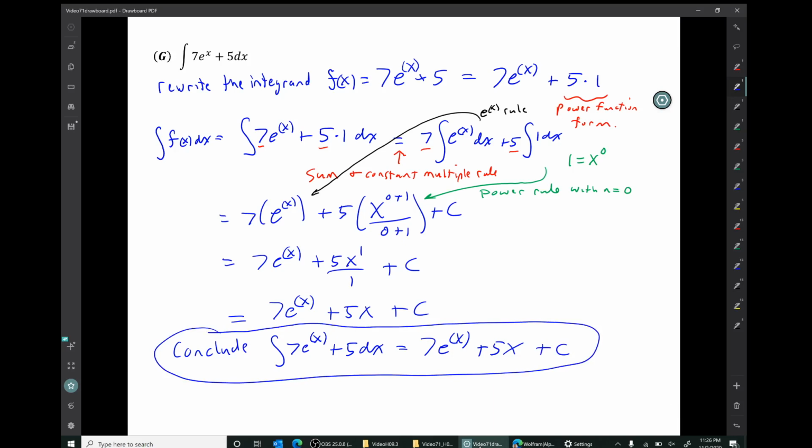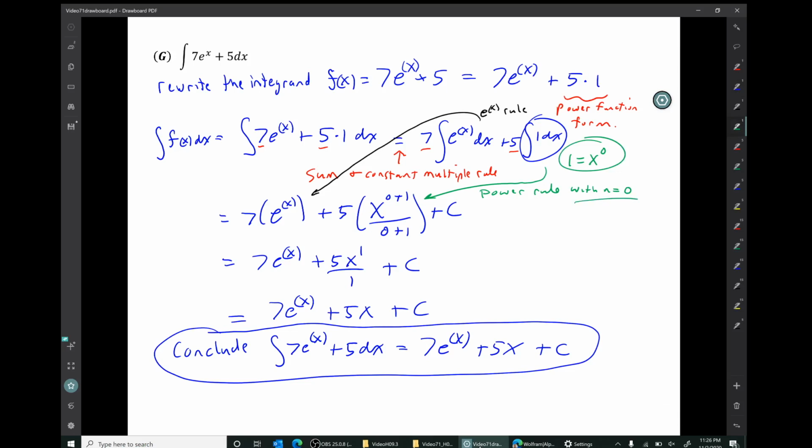There's our solution. We started with the sum and constant multiple rule. Then we used the e to the x rule to find this integral. And to find the integral of 1, remember that 1 is a power function. 1 is the same as x to the 0. So we use the power rule with n equals 0.